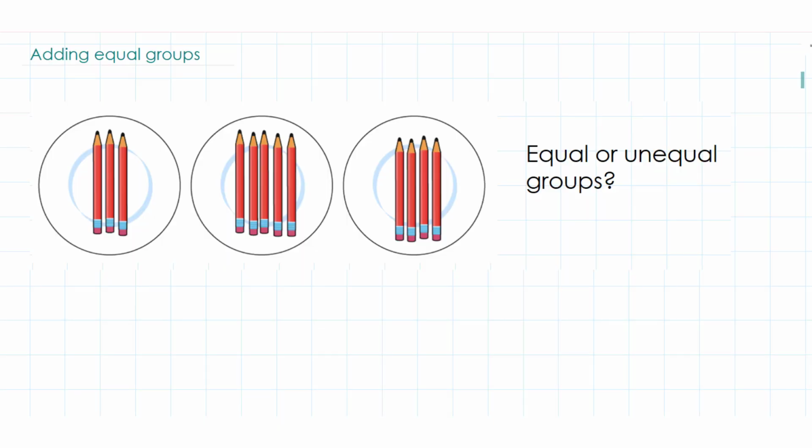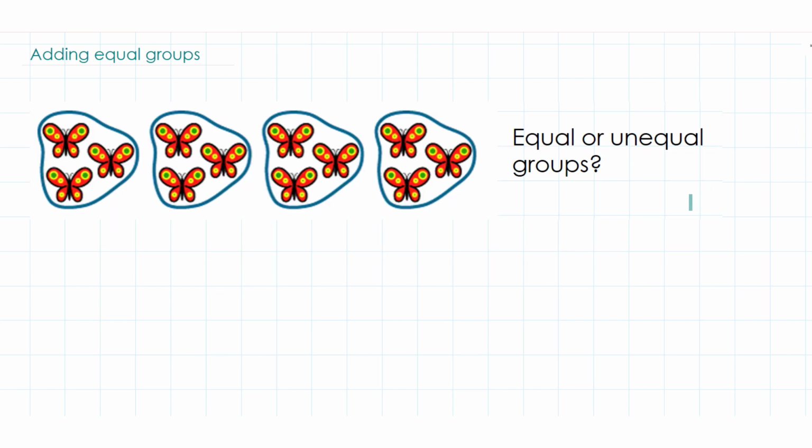So, quickly recapping last week's learning, we were looking at equal and unequal groups. In this case, we saw that those pencils are in unequal groups. There's not the same number on each plate, so there's not the same number of pencils in each group. And we saw here that these butterflies are in equal groups because there's the same number of butterflies in each group. There's 4 groups, 1, 2, 3, 4 groups of butterflies, and there's 3 in each group.